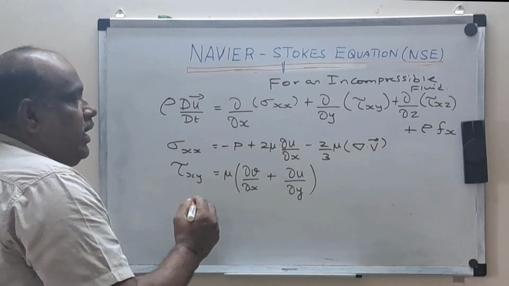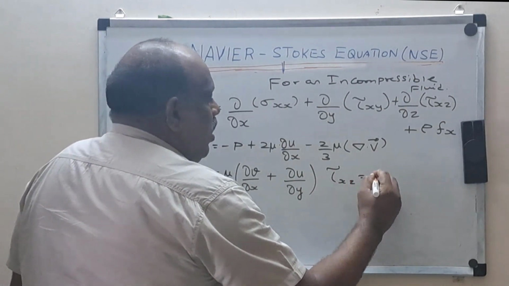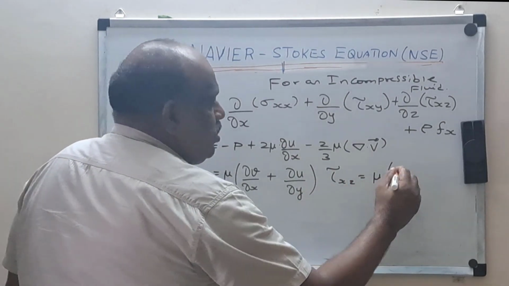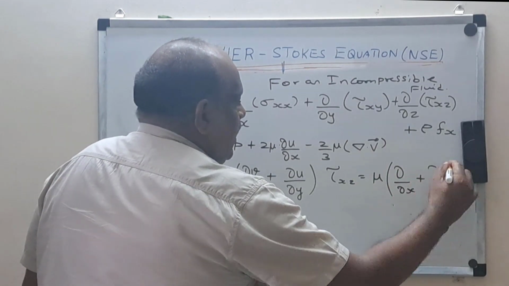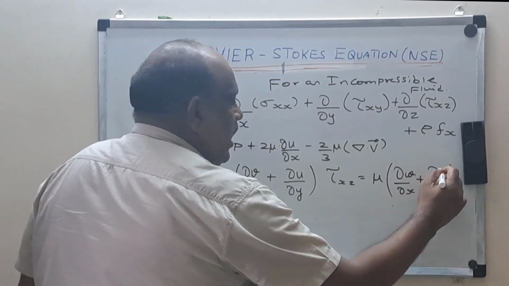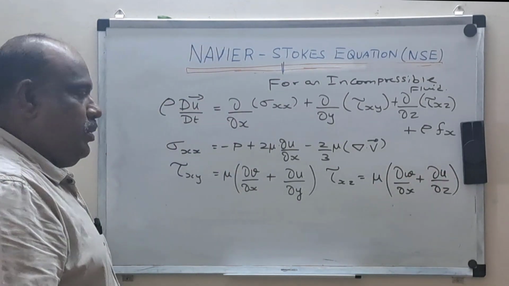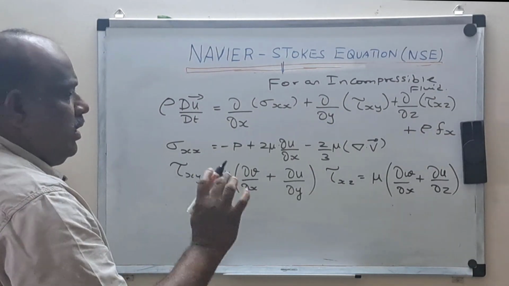Similarly, if I want to write tau xz, how to write it? Mu of, first we write x and z, so it is dou by dou x plus dou by dou z. Since z is there, I will put w, and since x is there, I will put u. These terms are fine.